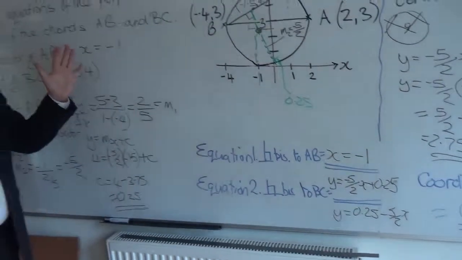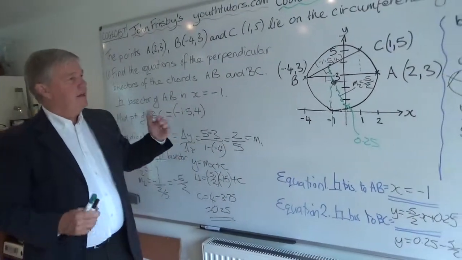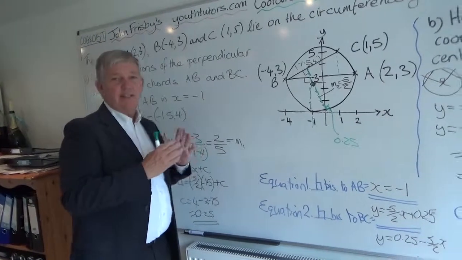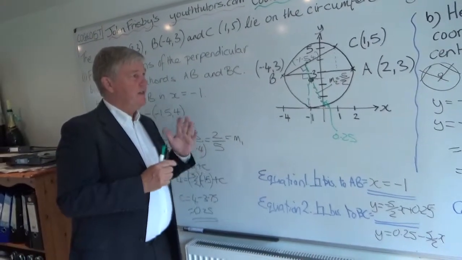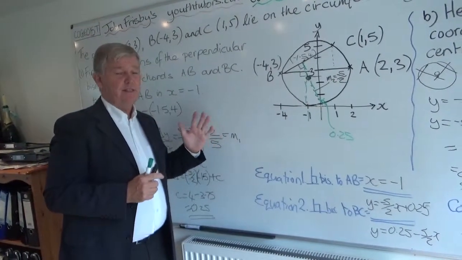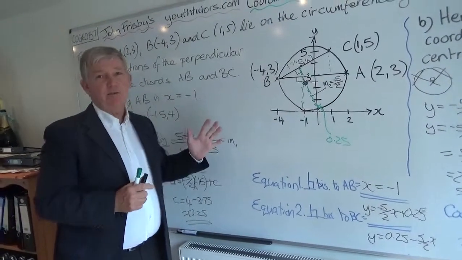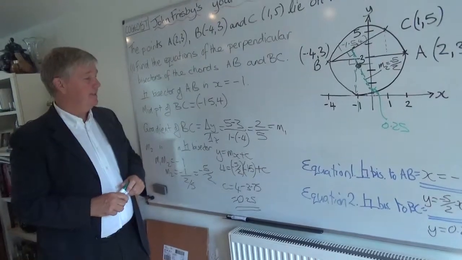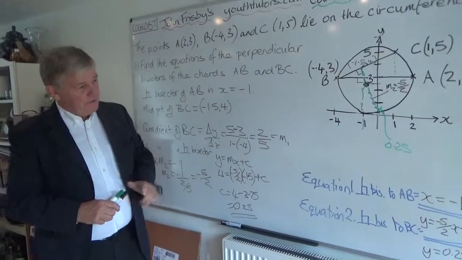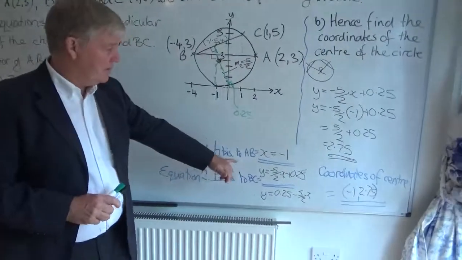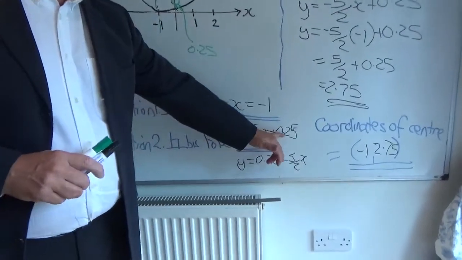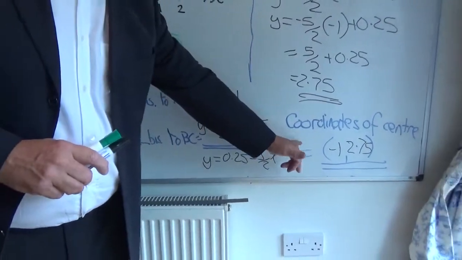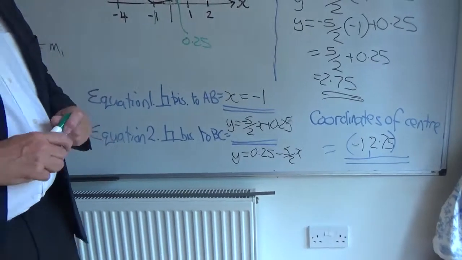The main difference to normal is the two lines that are intersecting, the bisectors. One is in the format y equals mx plus c, the other one is just x equals -1, and that can throw people out a little bit when they're thinking about this. So you've got the two equations, x equals -1 and y equals -5 over 2 x plus 0.25. You've got the coordinates of the centre of the circle.